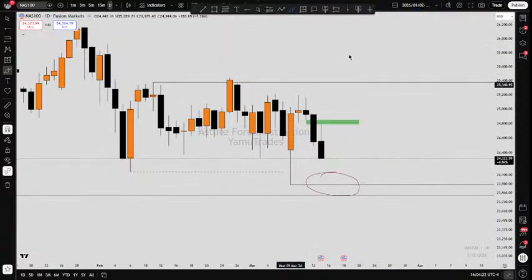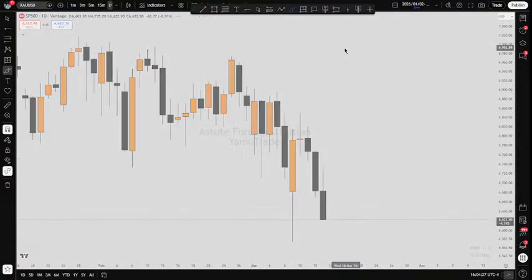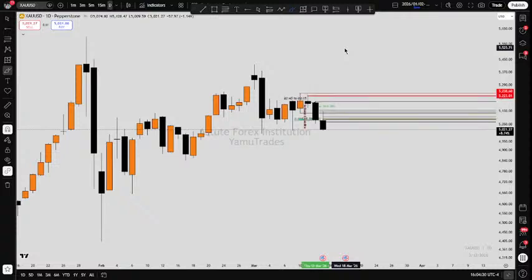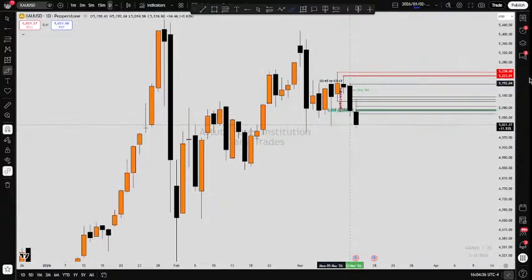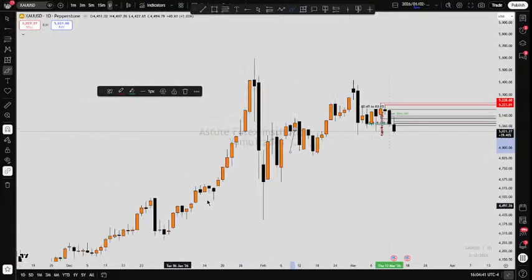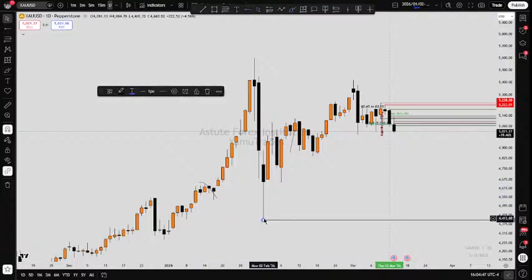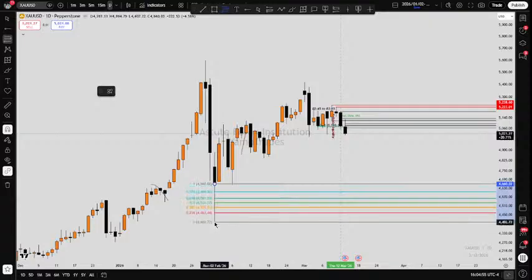Okay, so we're going to move to gold now. This is gold. This is what I have on gold. Simple, right? I'm not going to remove these annotations because it's going to save us a lot of time. What's my viewpoint on gold? Starting off on a daily time frame, I think gold is going to touch here. If it's not going to touch there, then we're going to touch this middle point right here.